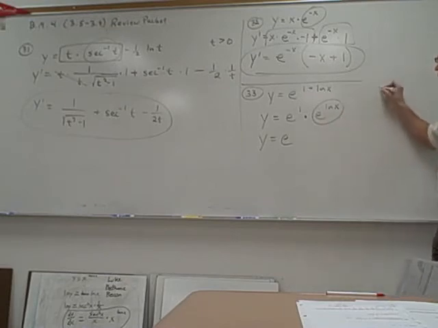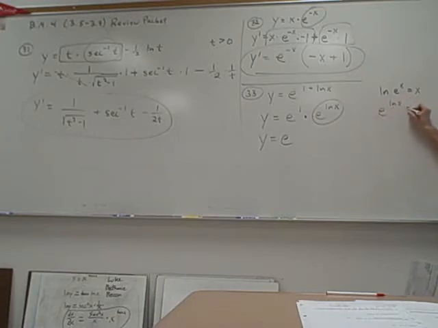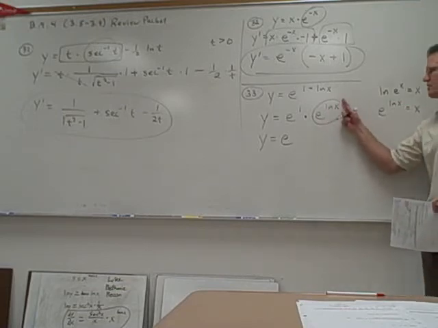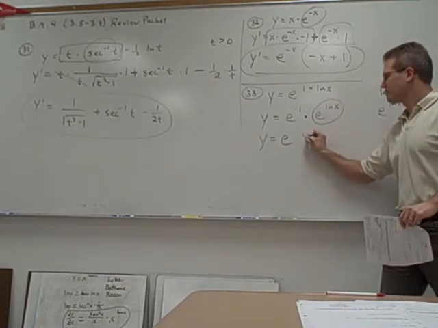Okay? Let me just show you this real quick. The natural log of e to the x equals x, and e to the natural log of x equals x. The reason for that is e to the x and natural log are inverses, they undo each other. So the natural log kind of cancels out the e and you end up with just x. Same thing here, you end up with just x. So this is equal to x.